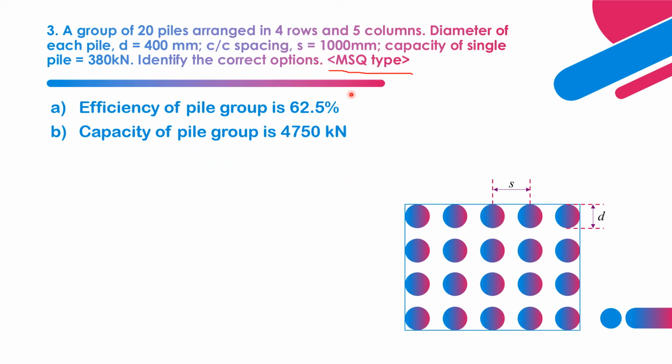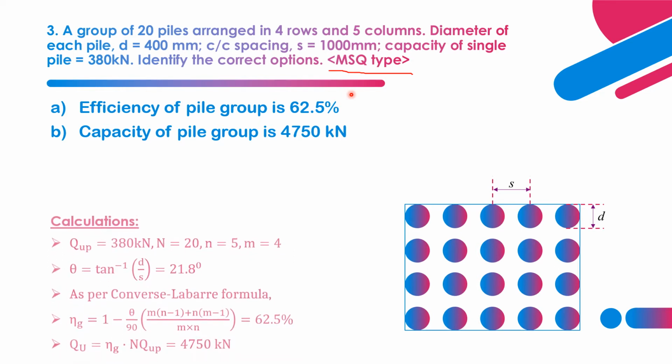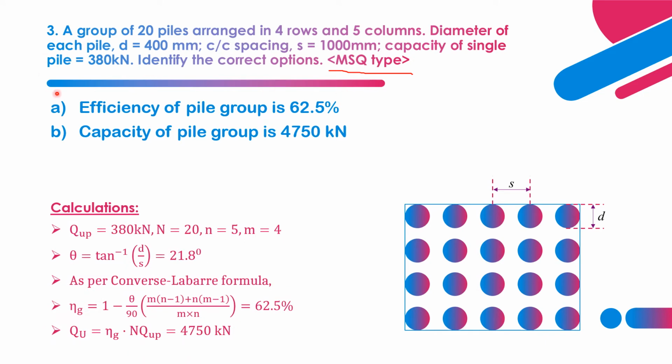Efficiency of pile group is 62.5% and capacity of pile group is 4750 kilonewton. So how is it calculated? Let's see that. Qu is 380 kilonewton. They have given the capacity of a single pile. N is 20, which is the total number of piles in this group. n is 5, meaning the total number of columns. m is 4, meaning 4 rows.